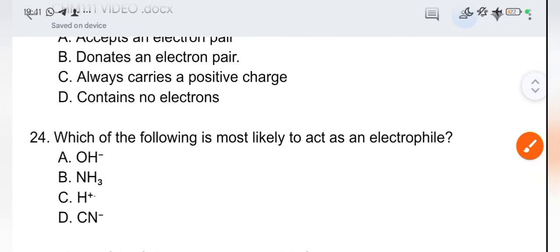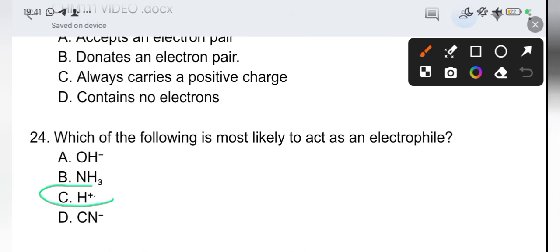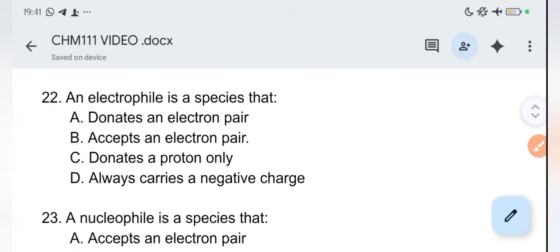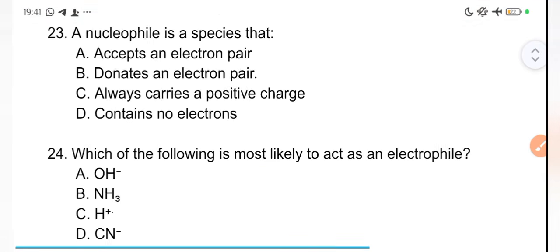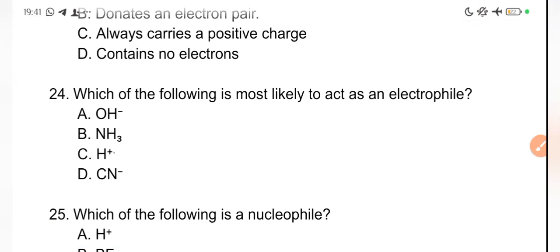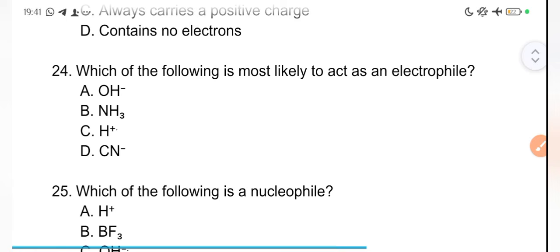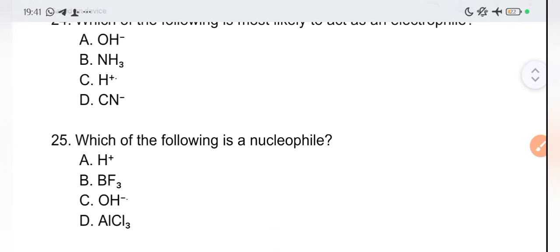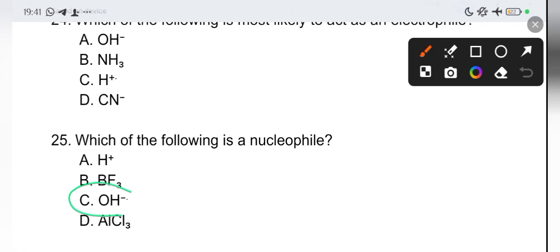Okay. 24. Which of the following is most likely to act as an electrophile? So basically, electrophiles are most likely going to be positively charged. So we have option C to be the answer. Okay? So they accept the electron pair. So please take note of that. 25. Which of the following is a nucleophile? So a nucleophile, this is a nucleophile.